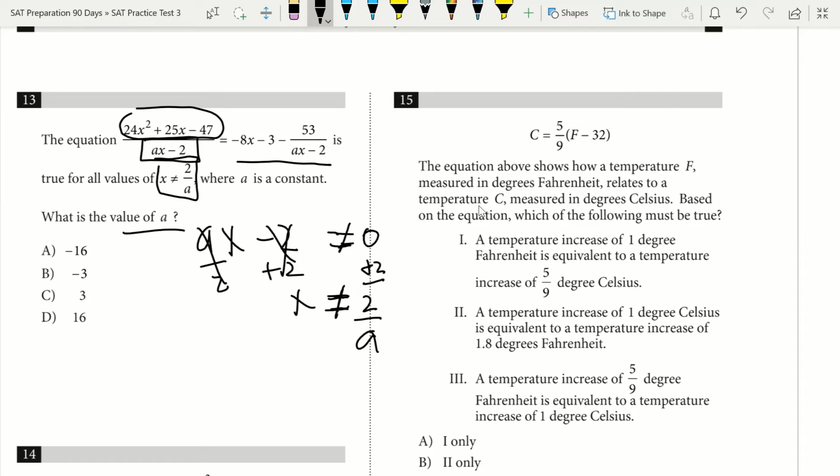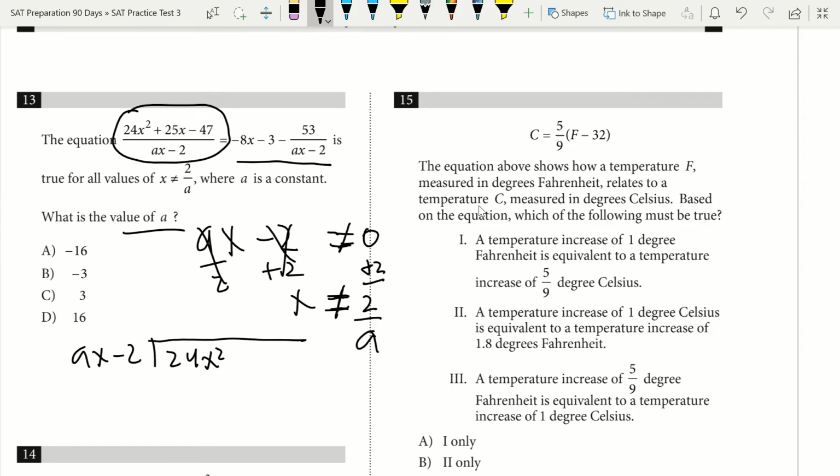All right, well, now we're asked for the value of a. Well, what I know is I know that this right here, and I'm going to erase this a minute, is a division problem, right? So I'm going to have ax minus 2 going into this 24x squared plus 25x minus 47. And then what I have to do now is I have to solve for a. So I know that that equals negative 8x minus 3, and then that we have a remainder, right? This minus 53, there's a minus sign there.